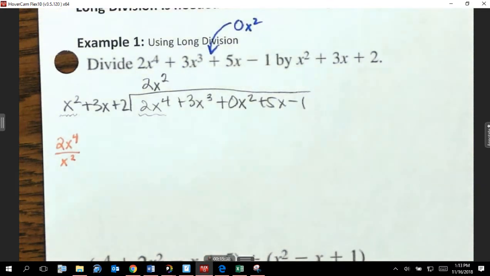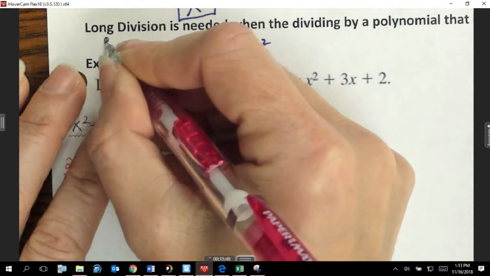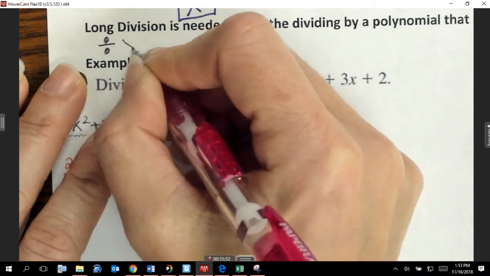Which is why we did those warm-ups, so you don't mess that part up. So that is our first step: divide. What's our next step? Multiply. We should probably write those steps down just in case we forget. So we've done divide. We're now about to do multiply.